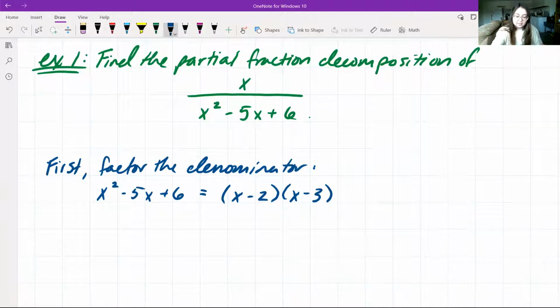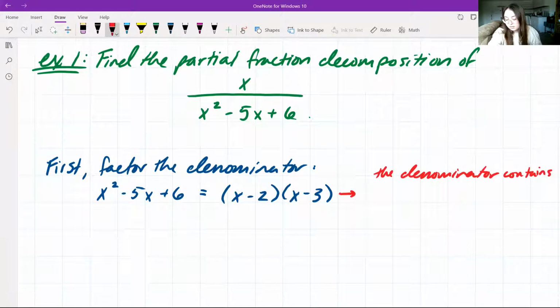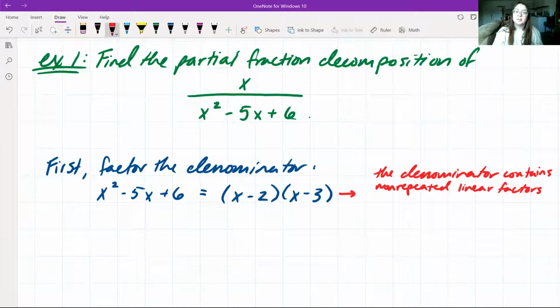So this also tells us that the denominator contains non-repeated linear factors. It just means that we don't have x minus 2 times x minus 2. We see that x minus 2 and x minus 3 are both very distinct factors in their own right, because a sub 1 and a sub 2 are not equal to each other.